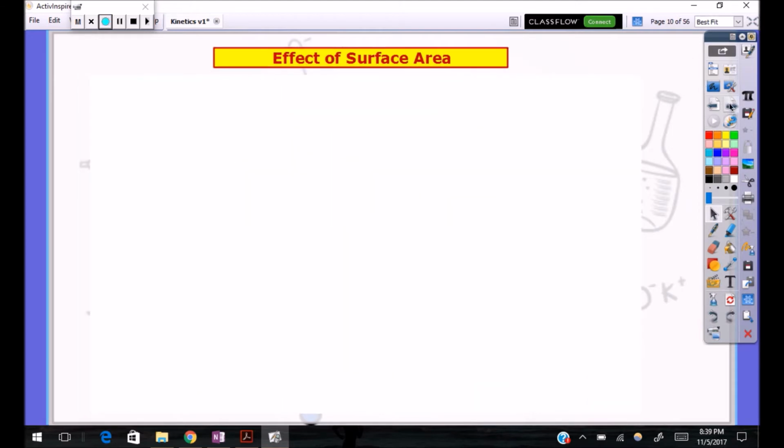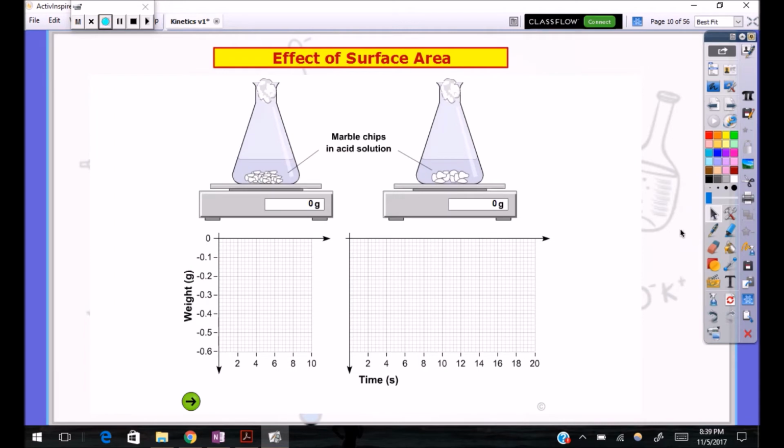The same can be said for any solutes that are dissolving in solution. So here we've got marble chips that are in acid solution. These are the same chips, but they're just a little bit larger. So smaller here means there's more surface area. Here, these are larger, not as much surface area. So let's see what happens to our chips as they dissolve.